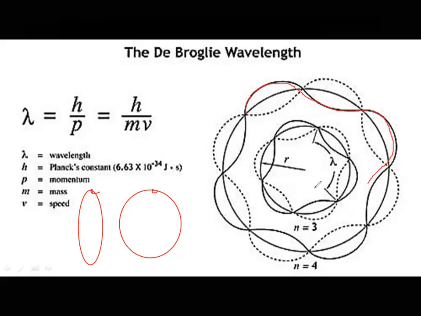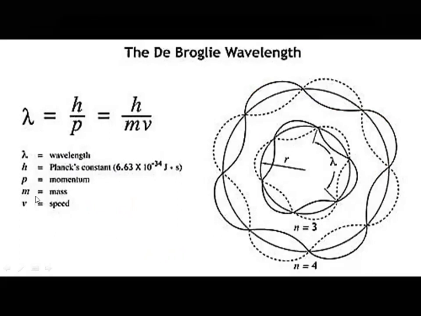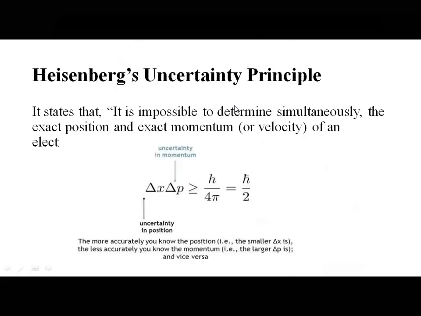So this is the first energy level, second energy level, third energy level, fourth energy level. They are revolving in the form of a wave, so they possess some wavelength. Lambda stands for wavelength, h is Planck's constant, 6.626 times 10 raised to the minus 34 joule second, p is momentum, m is the mass of the particle, and v is the velocity or speed of the particle. Okay. Now, Heisenberg's uncertainty principle.